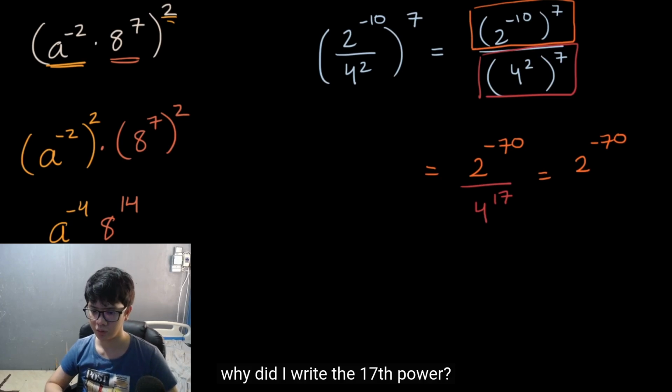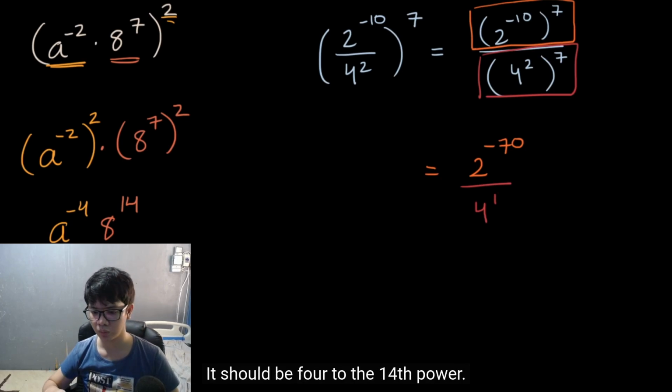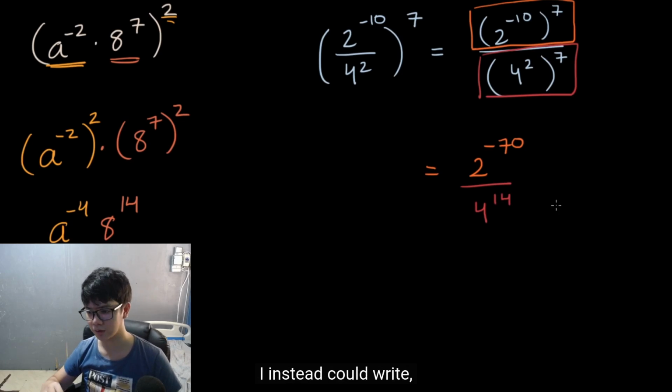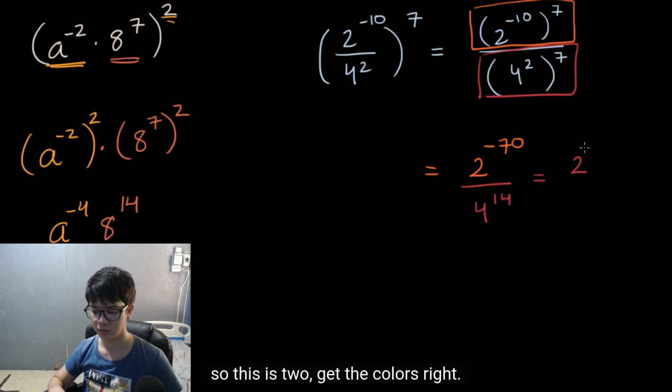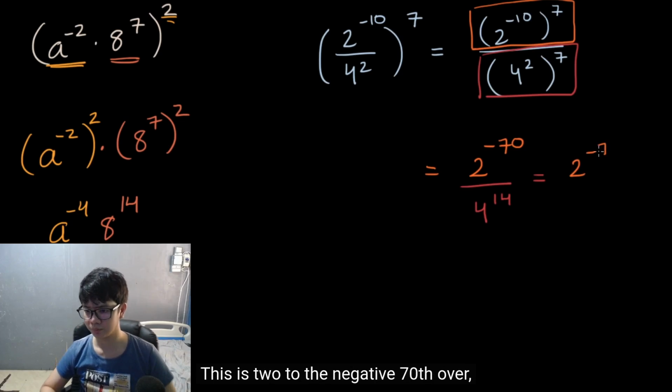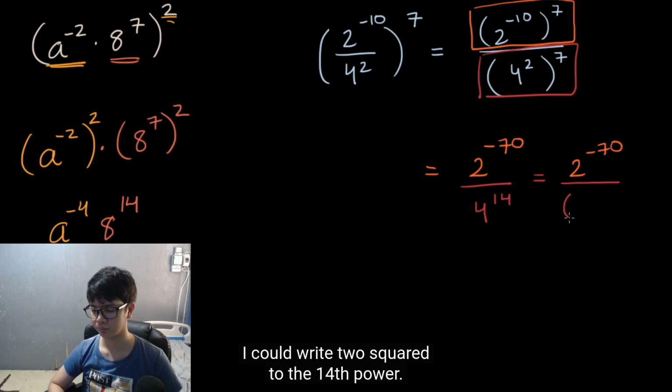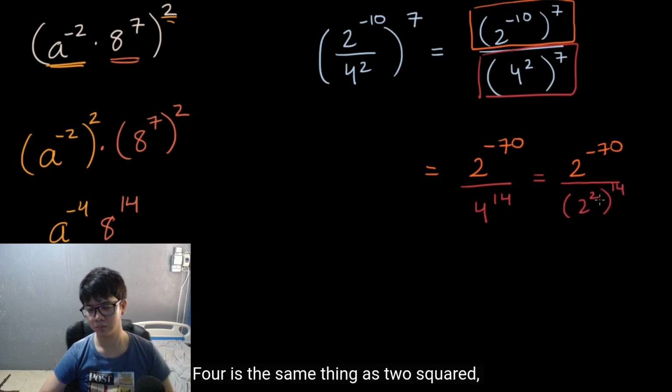Why did I write 17th power? It should be 4 to the 14th power. Correct that. Instead of writing 4 to the 14th power, I instead could write, so this is 2 to the negative 70th over, instead of writing 4, I could write 2 squared to the 14th power. 4 is the same thing as 2 squared. Wow.